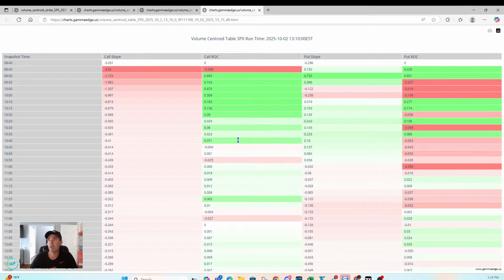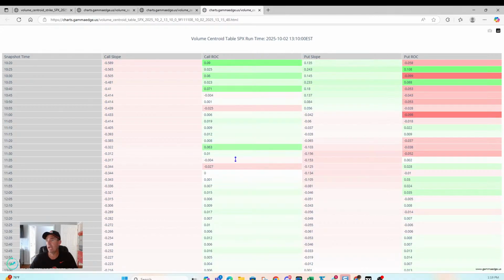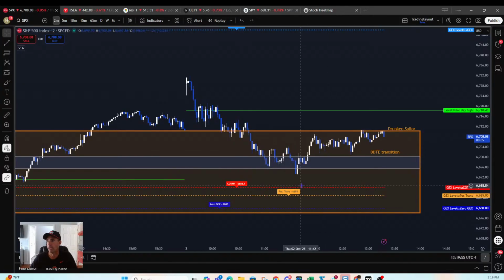And then here we have our rate of change table. This is based on that centroid command that I just showed you. 1125 and 1140 were the call rate of changes, and you see the spikes over here corresponding. And then actually the rate of change went positive on our put slope right around that time, 1125 and then 1140. And that was 1138 right here and 1140.